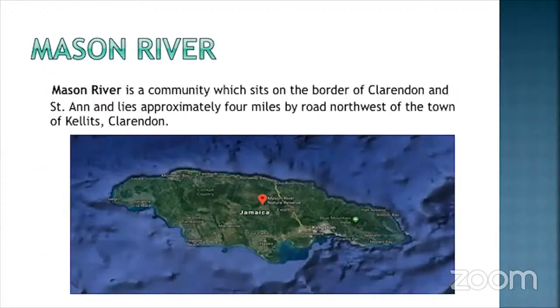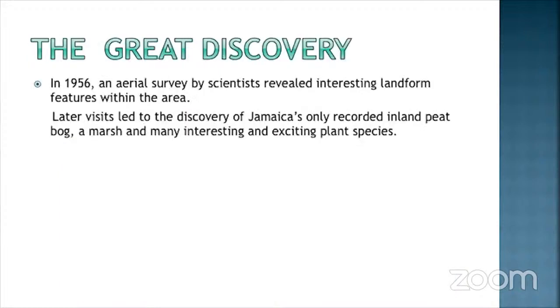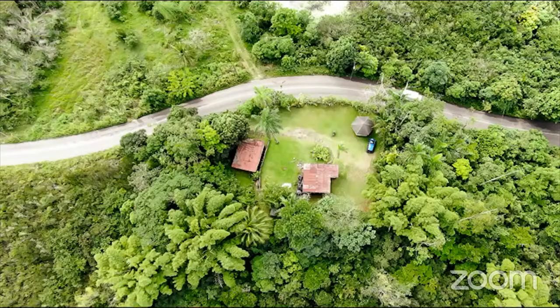Mason River is a community which sits on the border of Clarendon and St. Anne and lies approximately 4 miles by road northwest of the town of Kellett's, Clarendon. On the map of Jamaica on screen, the red marker shows the location of Mason River. In 1956, an aerial survey by scientists revealed interesting landform features within the area. Later visits led to the discovery of Jamaica's only recorded inland peat bog, a marsh, and many interesting and exciting plant species. Here we have an aerial view of the entrance to the property.